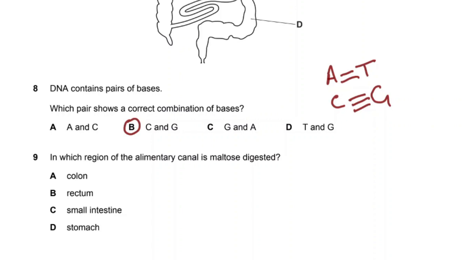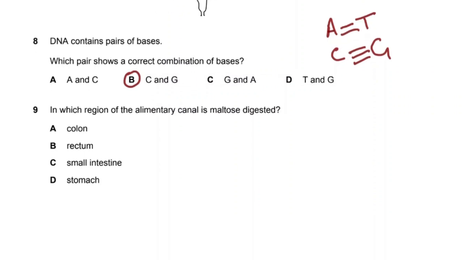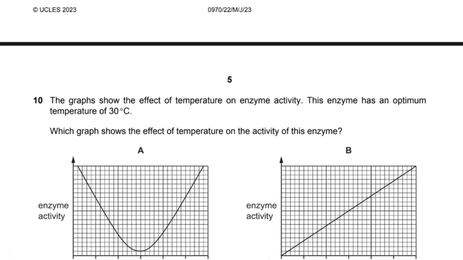Question number 9: in which region of the alimentary canal is maltose digested? At the start, starch breaks down into maltose in the mouth and also in the intestine, but the final digestion is completed in the small intestine, where maltose is converted into glucose by the maltase enzyme.